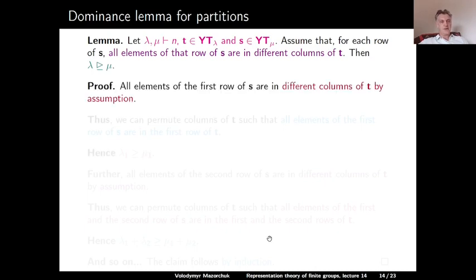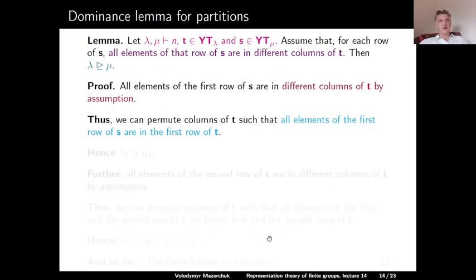Proof. We start by saying that from the assumptions, all elements of the first row of S belong to different columns of T. So therefore, we can permute columns of T such that we collect all those elements in the first row of T. Therefore, the first row of S is either equal to the first row of T or is shorter. So lambda 1 is greater than or equal to mu 1.